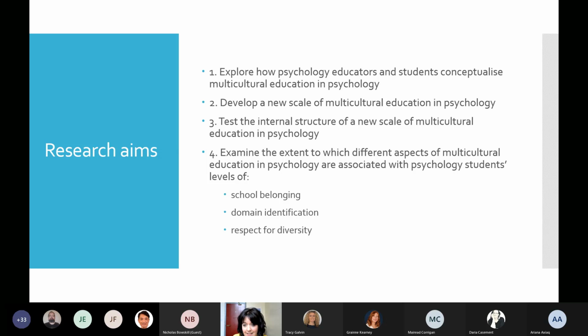Thirdly, we wanted to then test with a quantitative survey the internal structure of a new scale. And then lastly, we aim to examine the extent to which different aspects of multicultural education in psychology are associated with students' levels of school belonging, domain identification, and respect for diversity at university.